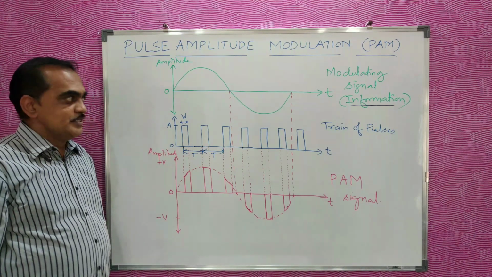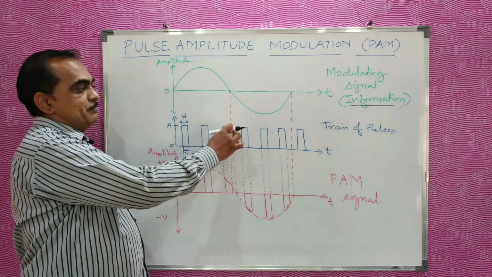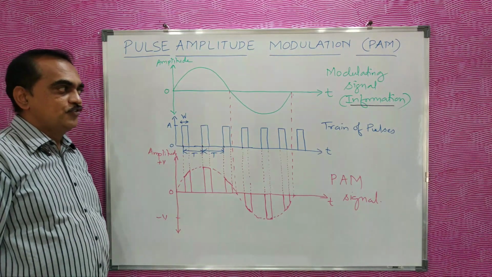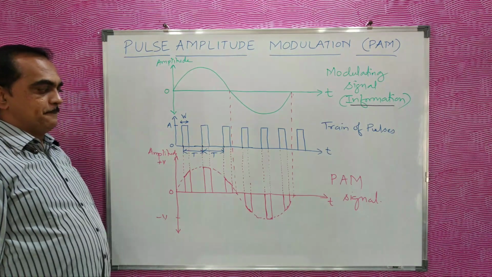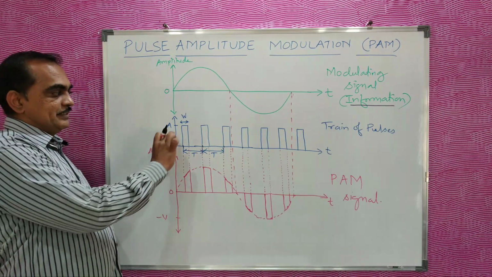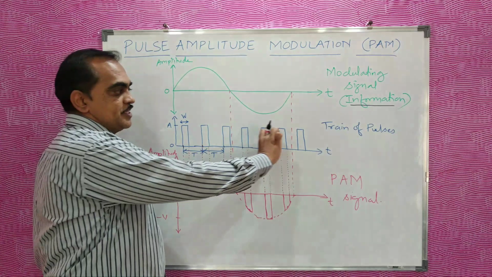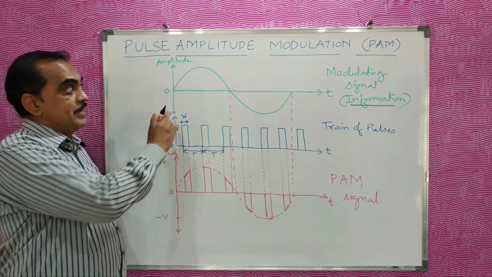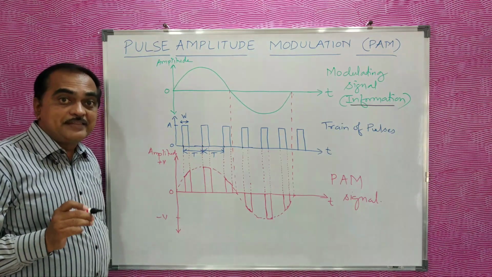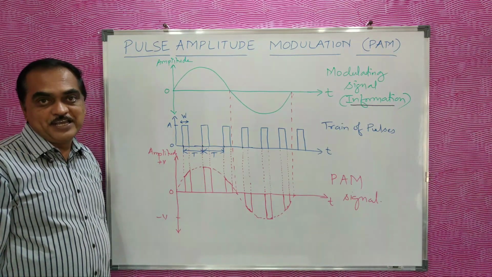Now what we are going to do is multiply both this analog signal and the train of pulses. Once you multiply them, the amplitude of all these pulses will take the amplitude of the analog signal at that particular instant of time.